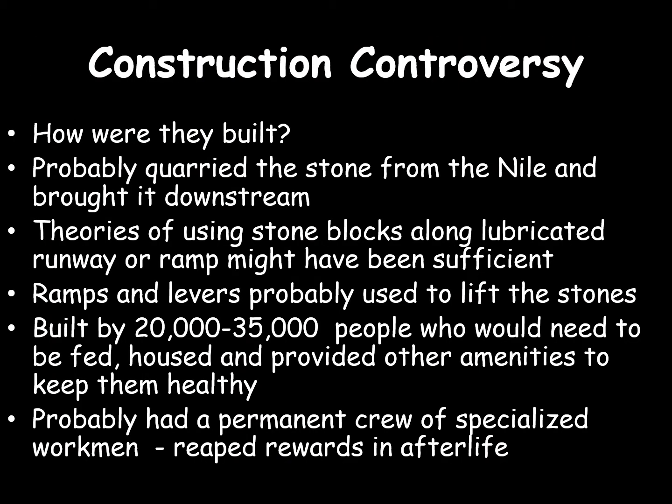So how did they get built? So there's a lot of theories about this, but most likely they quarried the stone from the Nile and brought it downstream. Theories of using the stone blocks along lubricated runways or ramps, like we mentioned in the previous slide, would have made it a whole lot easier to move it. And they had ramps and levers that probably lifted the stones. They also had people pushing and pulling on those things probably as well back then, because they didn't have mechanics.